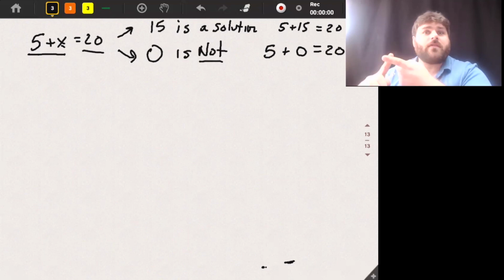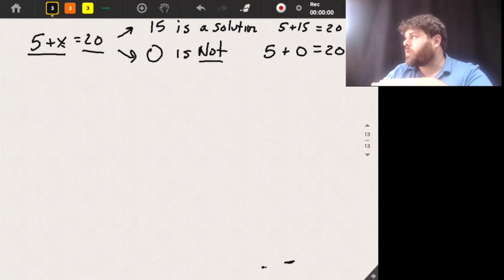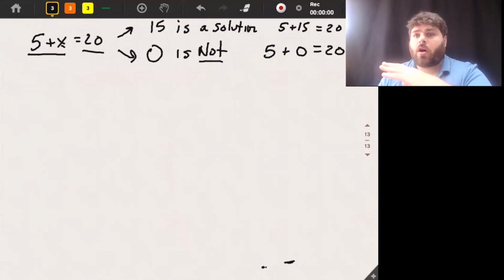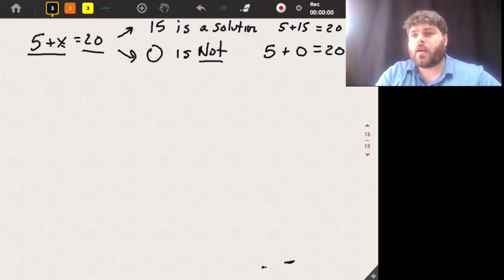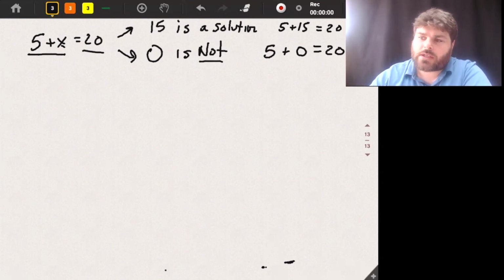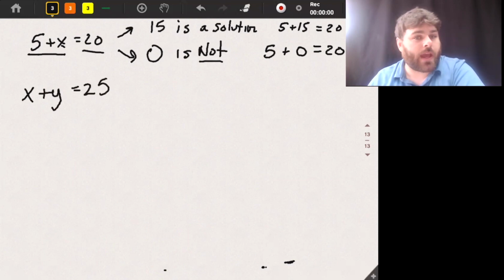Now that works for one variable, two variable, one variable inequalities, two variable inequalities, any kind of equation, a system of equations. That's why I like that definition of a solution, because it covers all examples, okay? It doesn't matter what we're talking about. If when you plug it in, it makes it true, solution. If when you plug it in, it does not make it true, not a solution. So let's look at some more examples, maybe a two variable example. All right, this equation has two variables in it, so it's a two variable equation, x plus y equals 25.